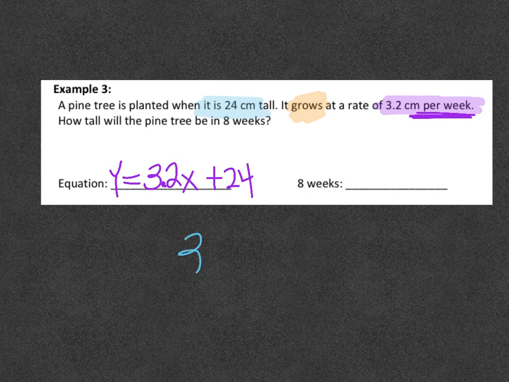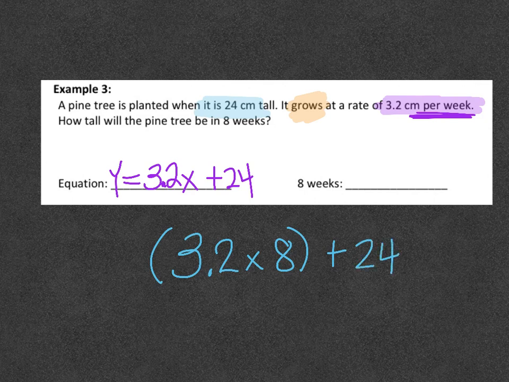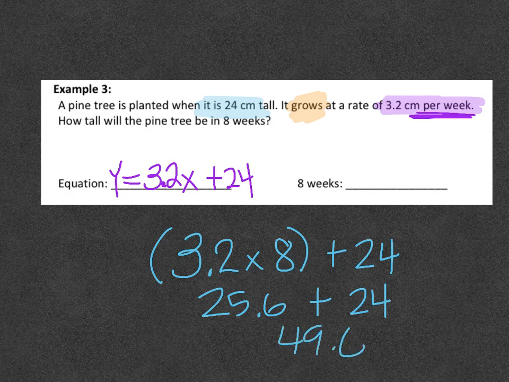Okay. 3.2 times 8 weeks plus the height of 24. When you multiply those two together, it's going to be 25.6 plus the 24 you started with, and that should end up being 49.6. The tree is now 49.6 centimeters tall.